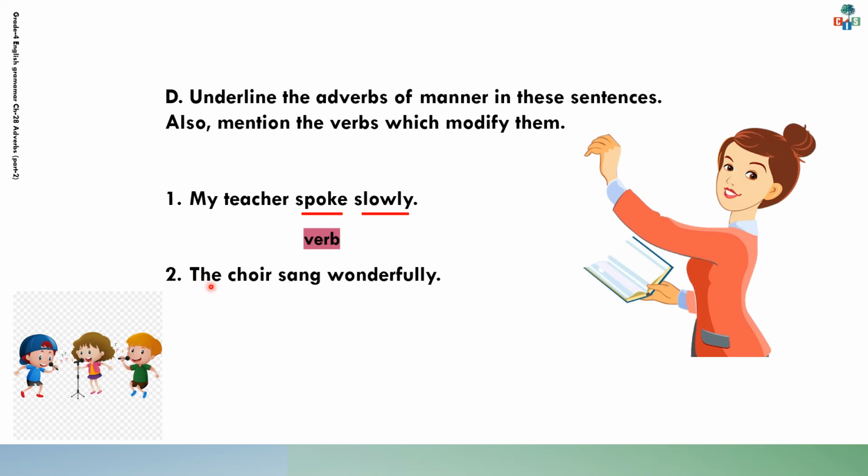Number 2. The choir sang wonderfully. Now, answer the question with how. How did the choir sing? The choir sang wonderfully. So, wonderfully is an adverb of manner in this sentence and the verb which it is modifying is sang. So, like this, try to do this exercise.